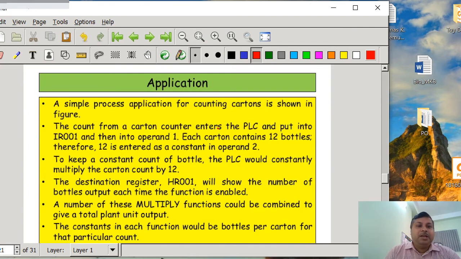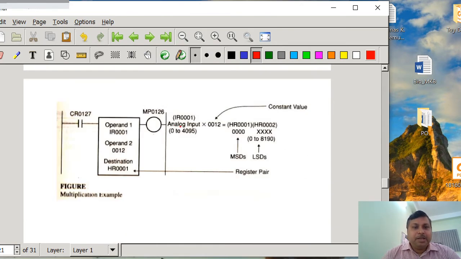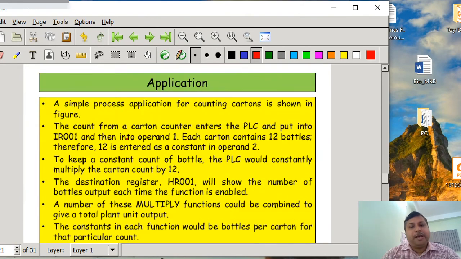What is the application? A simple process application for counting the cartons, as shown in the figure. Suppose we want to know how many cartons are going to pass, so that we can understand the total number of bottles packaged during the operation. How? Suppose the count from a carton counter enters the PLC and is put into IR001 and then into operand 1.